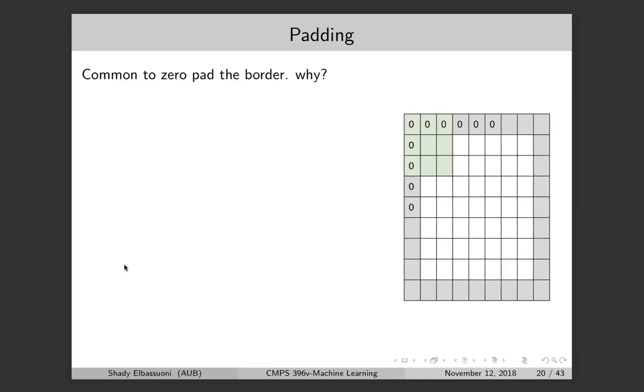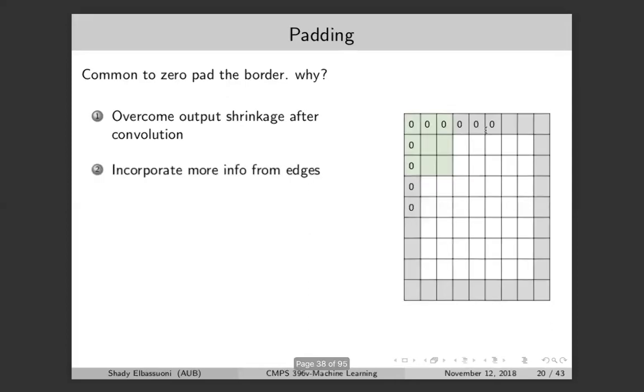Why? What do I mean? I pad the border with zeros. This is my original image, and then I add zeros, additional pixels to the border, which have the value of 0. Why do I tend to do this? To overcome output shrinkage after convolution and incorporate more info from the edges.